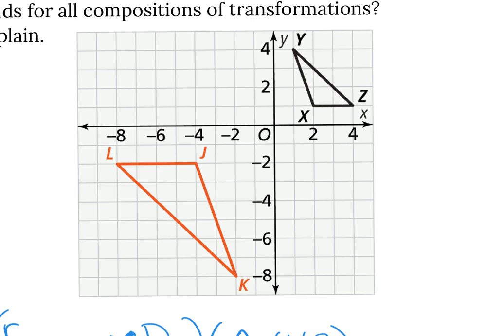Okay, so point X (2, 1) will become (4, 2). So this is my X prime. Point Z (4, 1) will become (8, 2). I don't have enough space here. 5, 6, 7, 8. So roughly right in here for my Z prime.